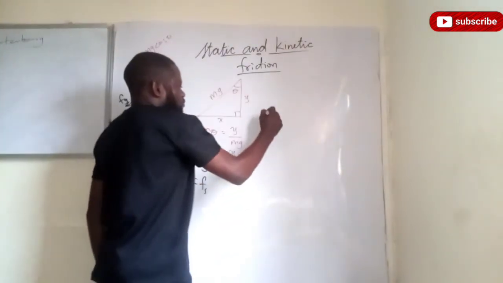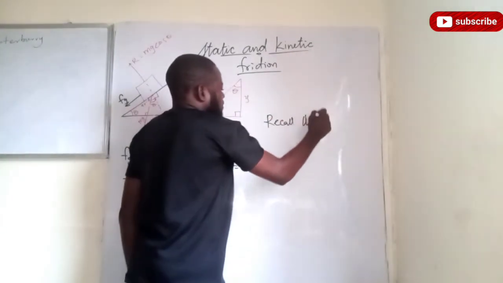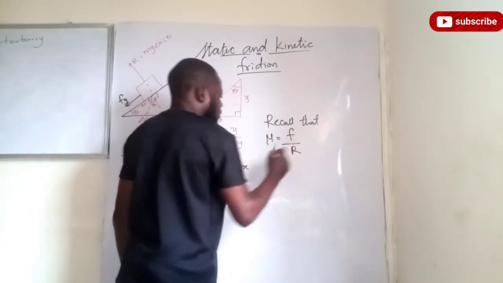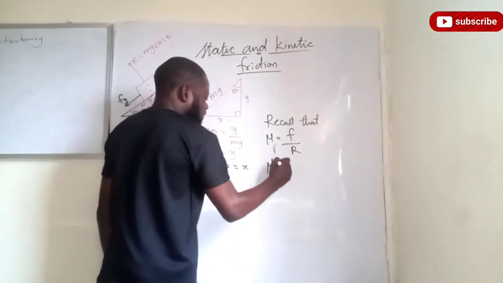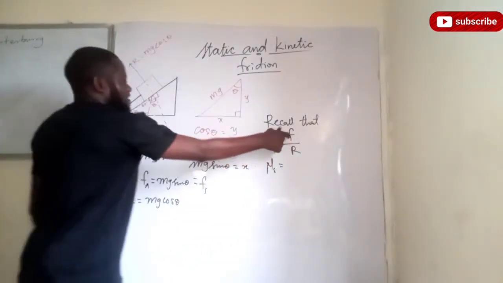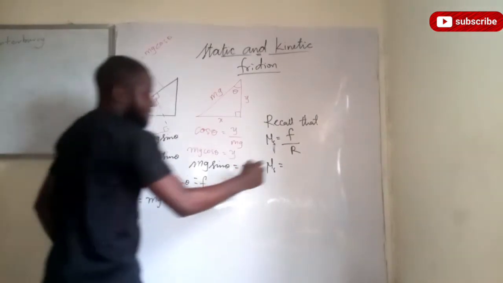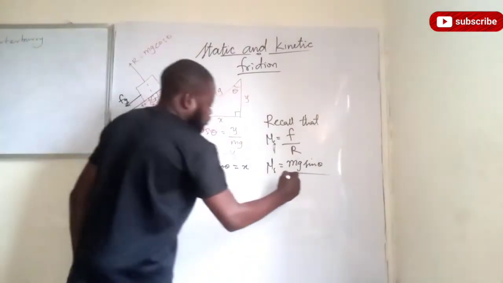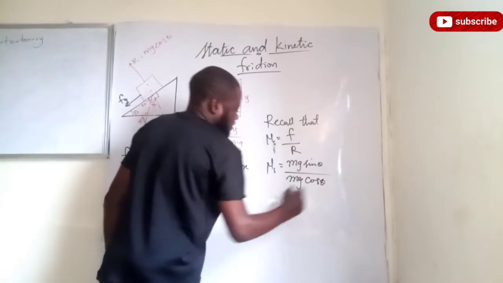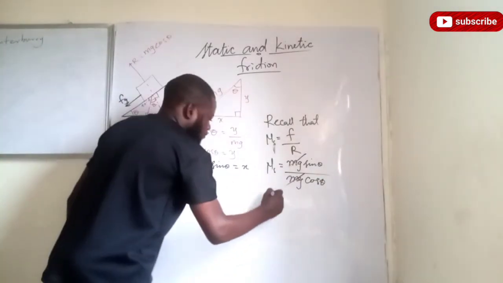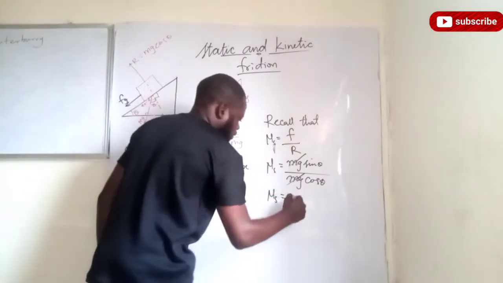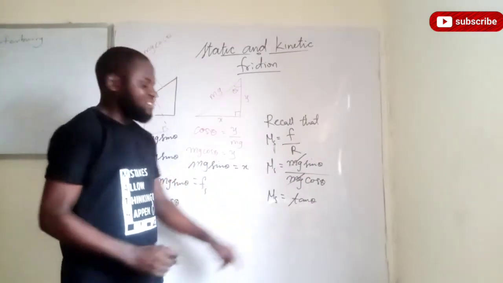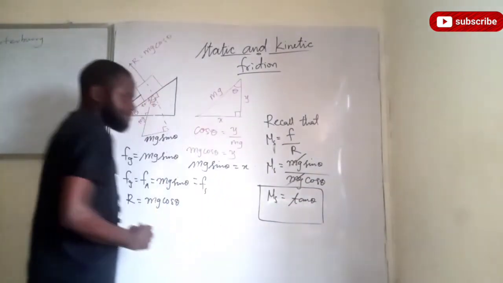Now, I would like us to recall that the coefficient of friction is equal to F all over the normal reaction. So the coefficient of static friction is going to be the static frictional force, which is equivalent to this. We have this become mg sine of theta divided by the normal reaction, which is mg cos of theta. So mg can cancel mg. Then we have that our coefficient of static friction is tan of theta, because sine theta over cos theta is equal to tan theta. So let us note this.